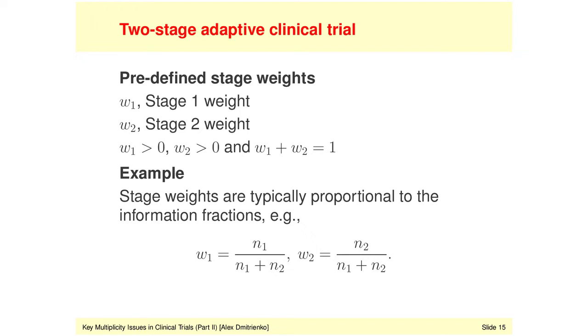In general, the stage weights do not have to be proportional to the information fractions, but it's pretty common to have those weights chosen in a way that they are proportional to the information fractions. For example, as you see at the bottom of the slide, W1 would be equal to N1 divided by the total sample size, and W2 would be equal to N2 divided by the total sample size. The only real requirement here is that the trial sponsor must predefine the stage-specific weights.